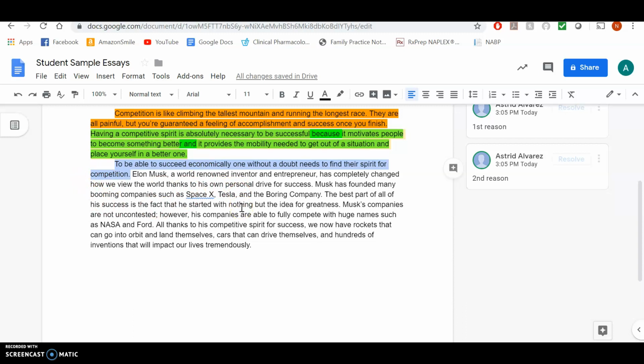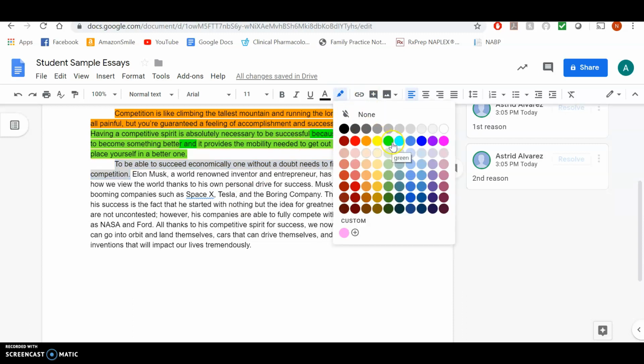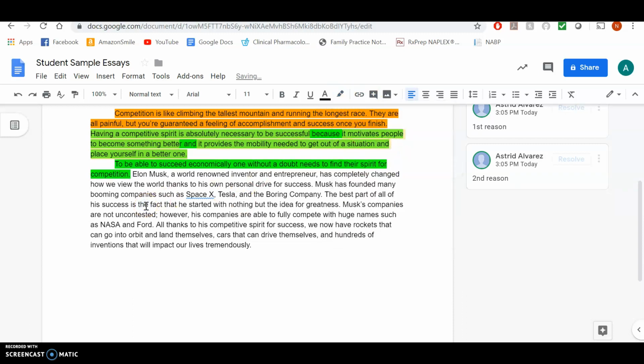So again, when you write your topic sentence, you are not straight up putting your evidence in there. You're not going to start off with Elon Musk is an example of competitive spirit, because you need kind of like that transition. You need to kind of ease your audience into whatever your topic is going to be, okay? So this is your topic sentence. It's a pretty good one. So we're going to have blue, what am I saying? Green, sorry.